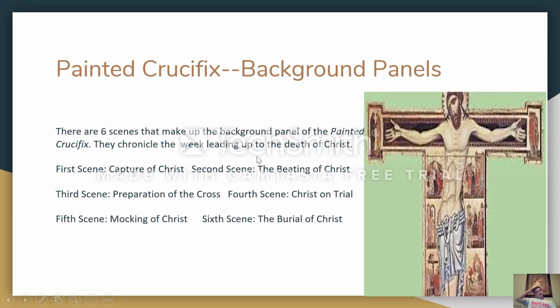On the background panels, you'll see 6 separate scenes that illustrate the events that led up to the death of Christ. As I said earlier, using tempera paint, you have to be very careful. It dries fast as well, and you have to be really, really careful with each stroke from the brush. He fit a lot of illustrations within these little boxes.